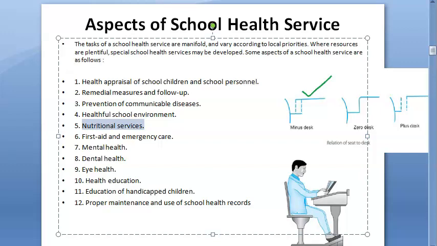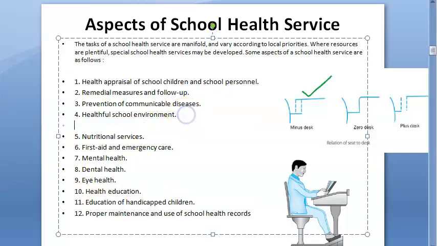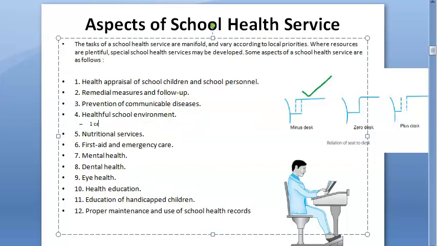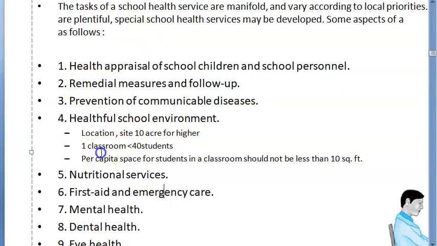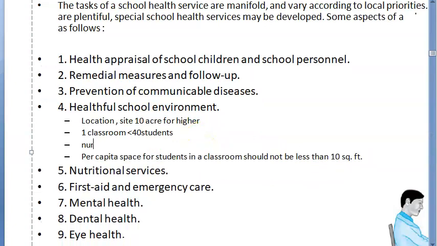Classroom veranda should be attached to the classroom. No classroom should accommodate more than 40 students. One classroom should have less than 40 students. Per capita space for students in the classroom should not be less than 10 square feet.